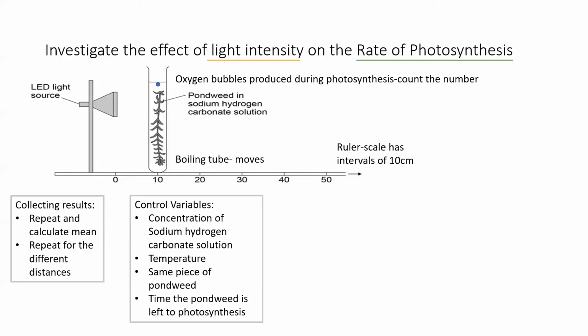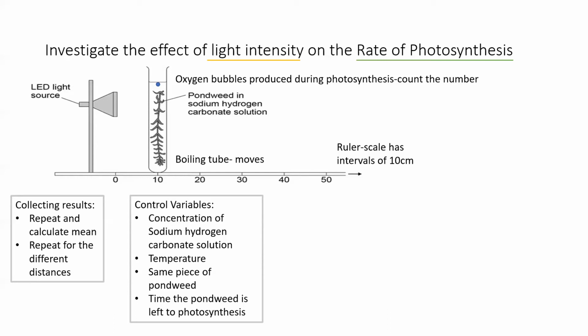Then the last control variable is, when you start the investigation for the 10, 20, 30, 40, 50 centimetres, you now need to allow the pondweed to acclimatise to the environment, to the conditions. It needs to be able to start to photosynthesise. So you need to give it time. So it could be a 5-minute time before you do the experiment.